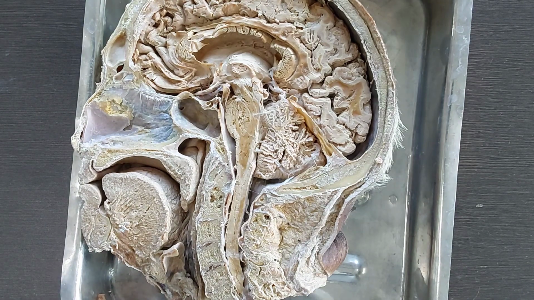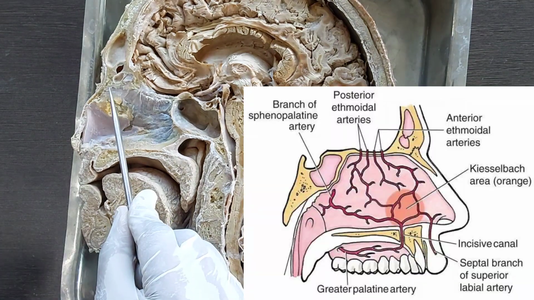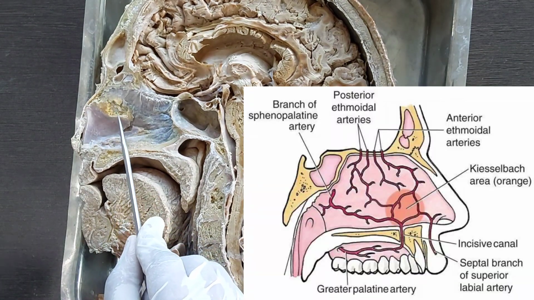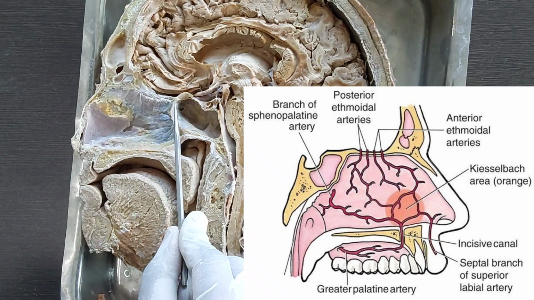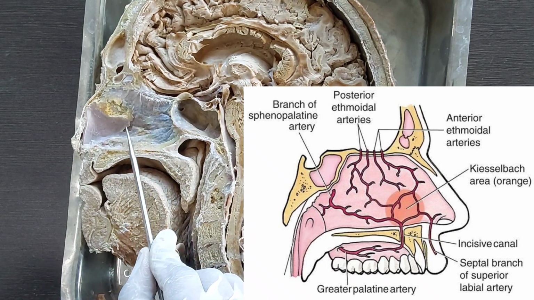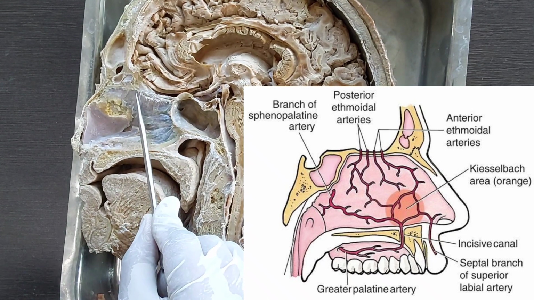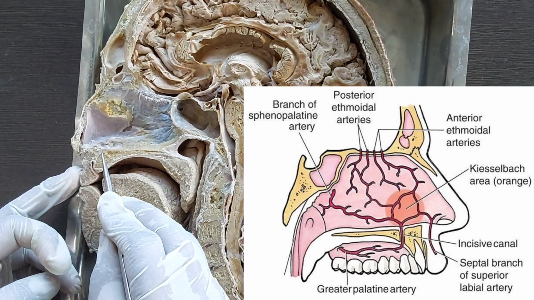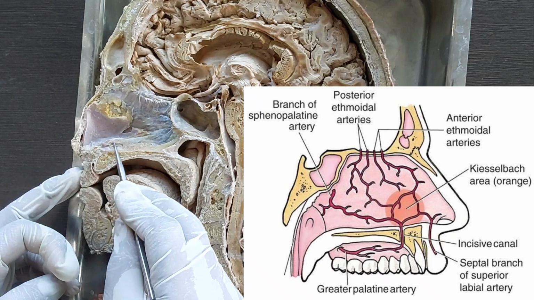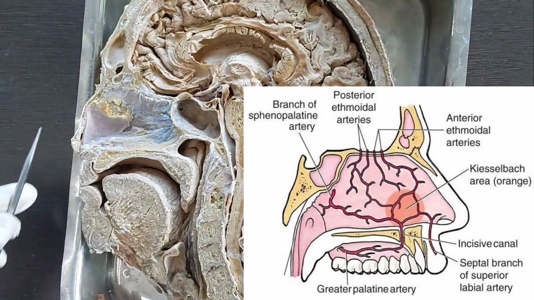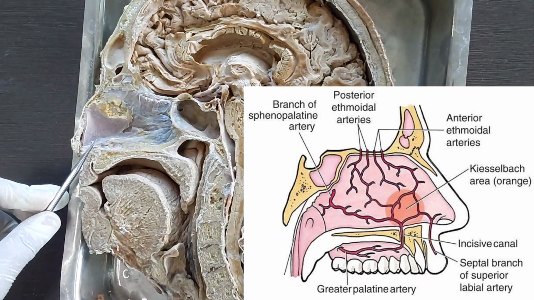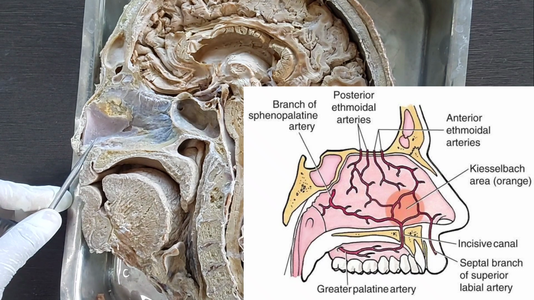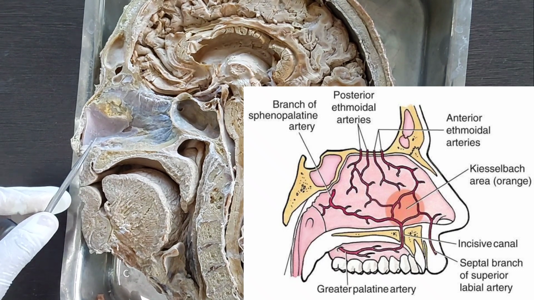Now, what are the arteries to supply the nasal septum? So the nasal septum is supplied by, so here we have septal branch of anterior ethmoidal artery. Then we have the sphenopalatine artery from here. From here we have the posterior ethmoidal artery, and from here we have the greater palatine artery. And from this area, anterior-most part, we have the superior labial branch of facial artery.